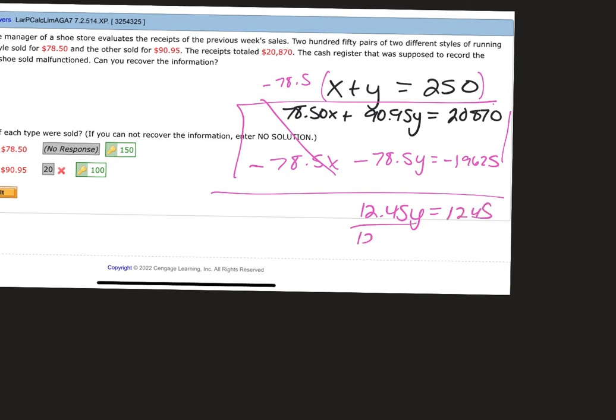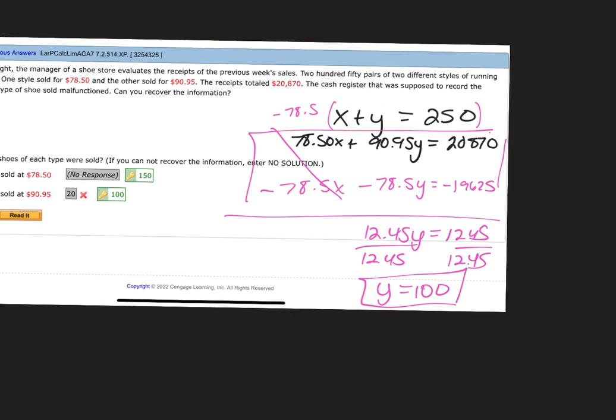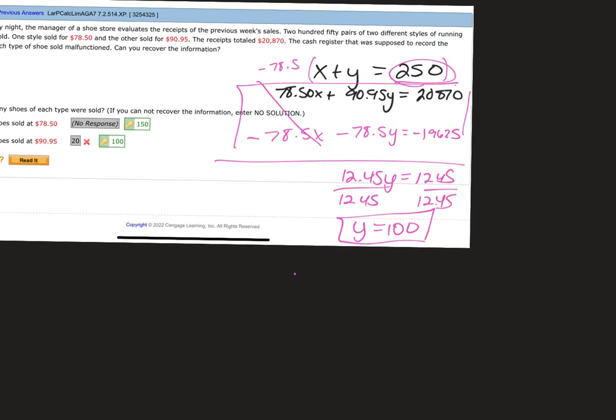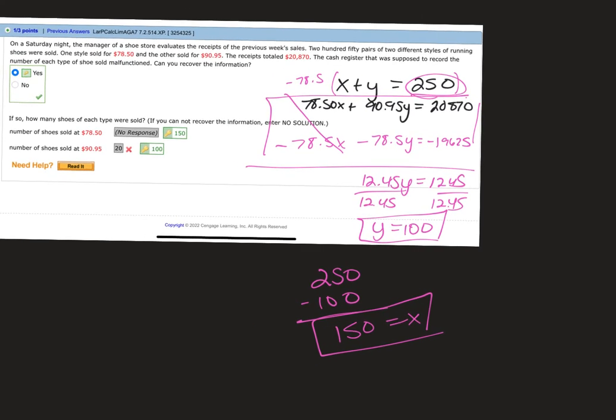1245. So you'd have to move that decimal twice. That's 100. That's the Y. And then they sum to 250, so I have to do 250 minus 100. 150 is the X. Yeah, I multiplied the 250. Oh, okay. Thank you. You're welcome.